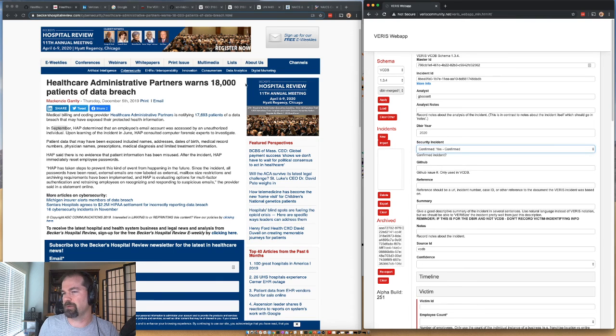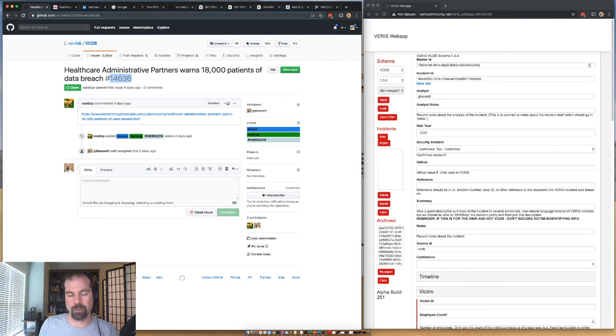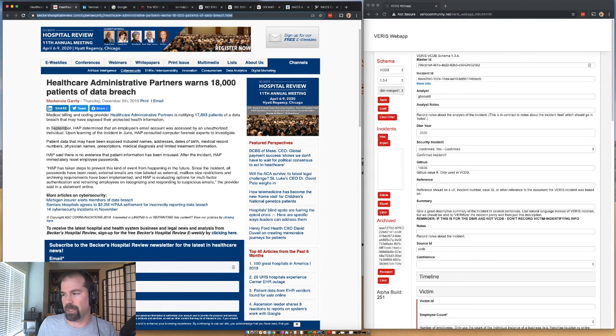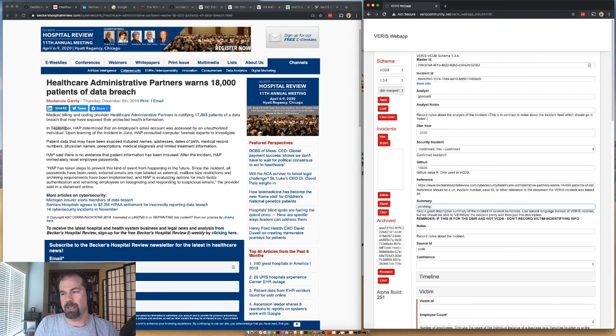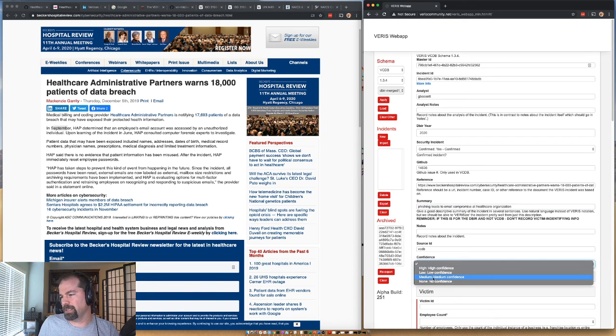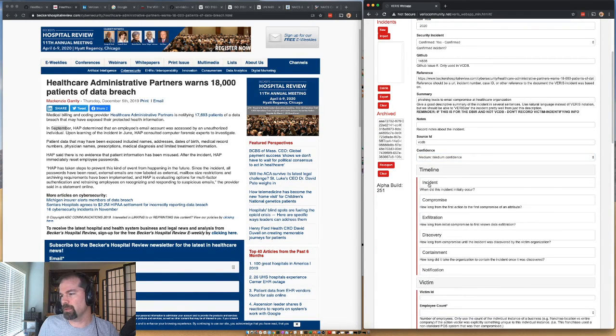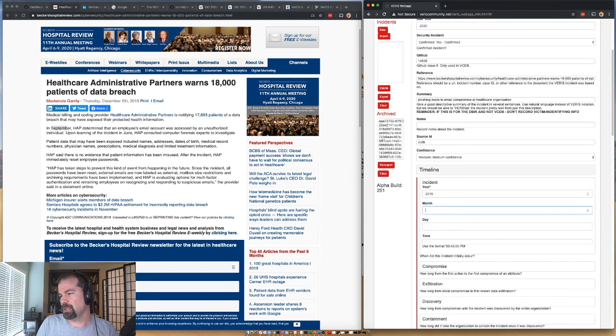So this is confirmed. The GitHub number is 14636. And we copy over the reference so that if we have to go back and reference or deduplicate this, we've got this. This was phishing leads to email compromise at healthcare organization. Not a whole lot of detail, but enough that we can code it. This happened in 2019. It looks like September, but we don't know the actual day.